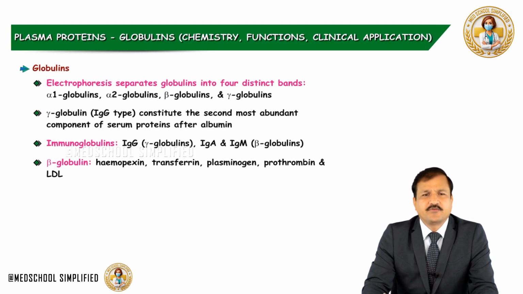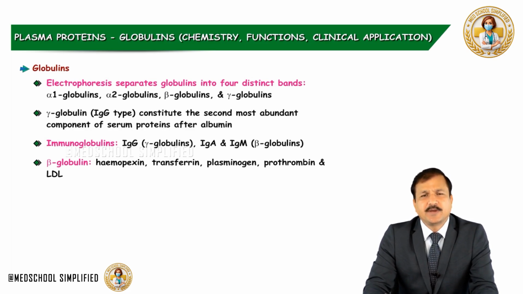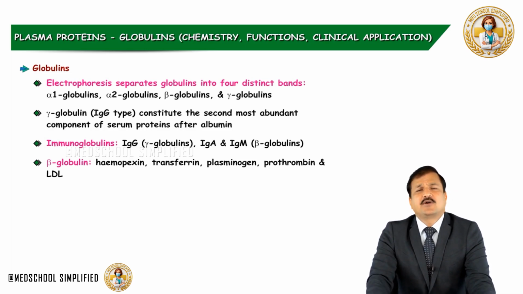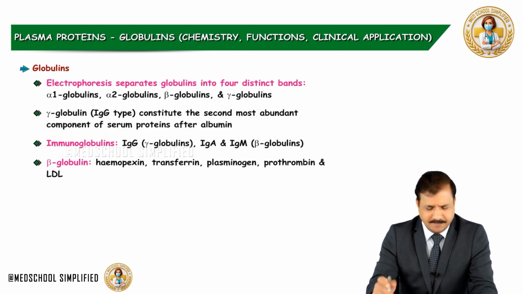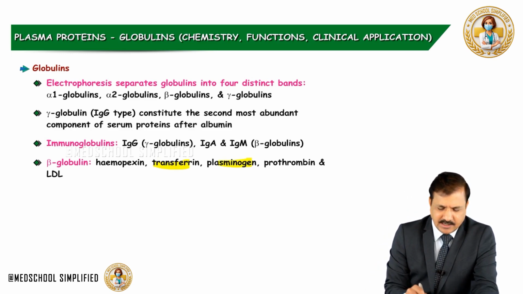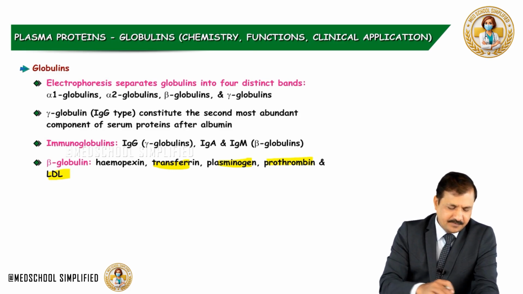Globulins, upon electrophoresis, separate into 4 distinct bands. We have alpha 1 globulins, alpha 2 globulins, beta globulins and gamma globulins. And gamma globulins, especially the IgG type of gamma globulin, constitute the second most abundant component of serum proteins after albumin. Immunoglobulins, we have IgG, IgA, IgM and IgE. In the beta globulin series, we have hemopexin, transferrin, plasminogen and prothrombin and even LDL, that is low density lipoprotein.